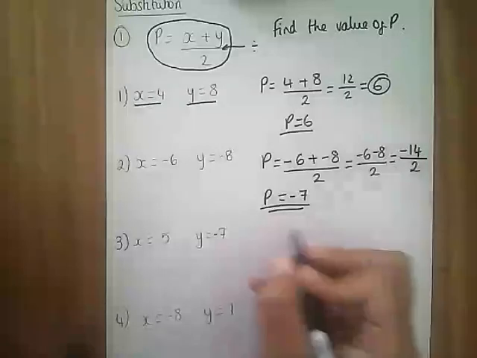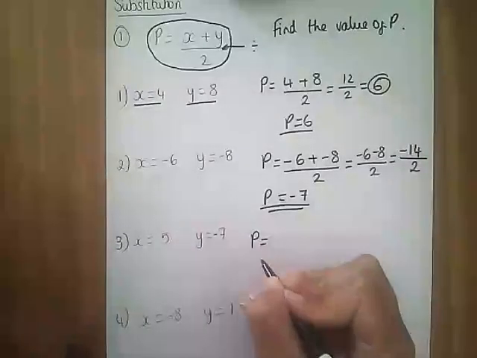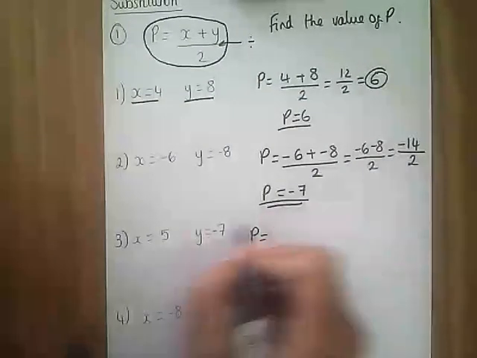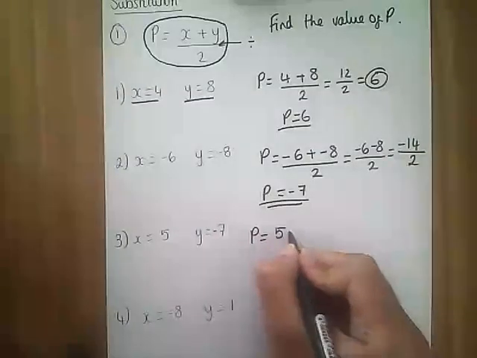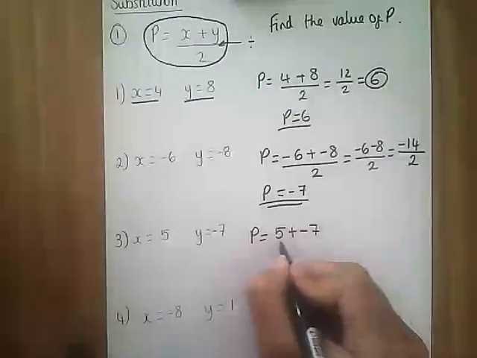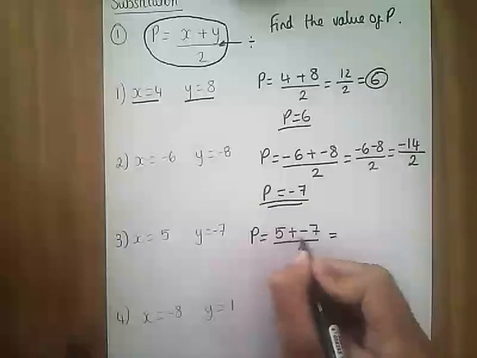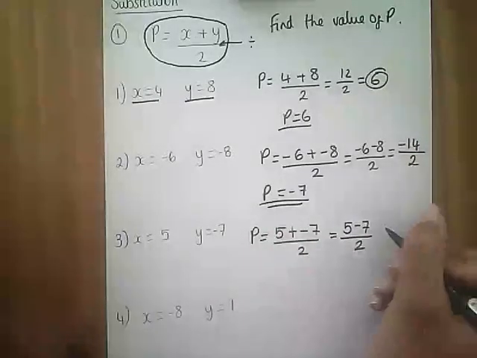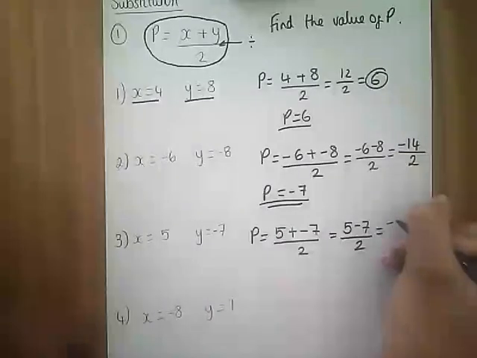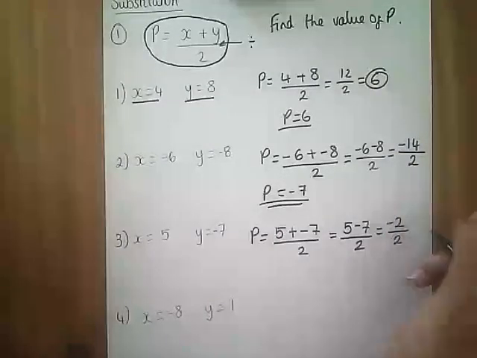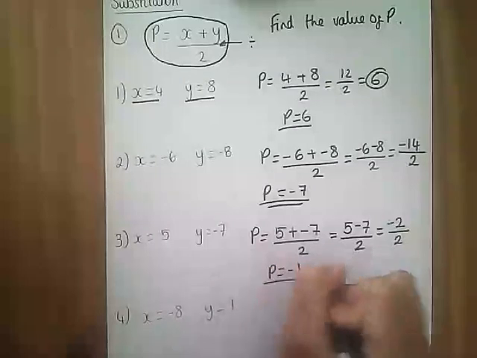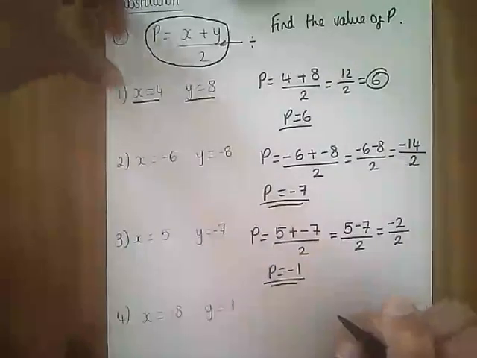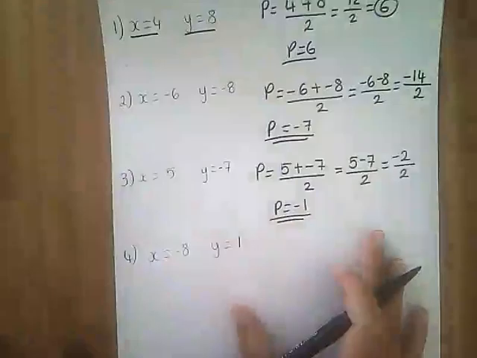Okay, question 3. Sorry about the noise. Question 3. X is 5, y is minus 7, divided by 2. If I plus minus something, I just minus it. So it's 5, take away 7. 5 take away 7 is minus 2. Minus 2 divided by 2 is minus 1. A minus divided by a positive is a minus.